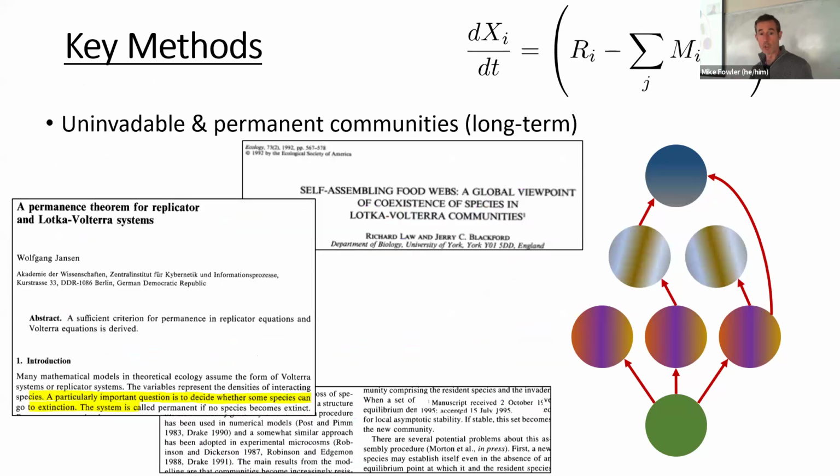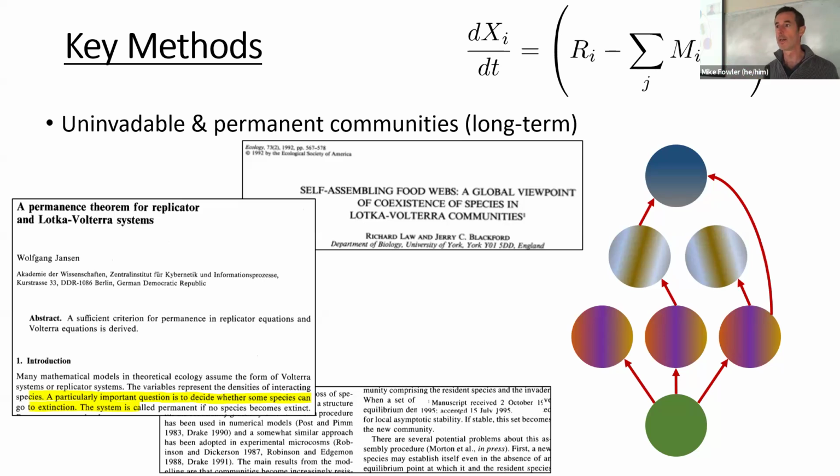We also looked at the much longer term dynamics of the system, and we rested on some really nice work by Wolfgang Janssen and Richard Law and collaborators looking at permanence theory. So this is bringing in another mathematical approach to answering some of these questions. I'm not going to go into this in any depth here, but it allows us to see, given the background species pool that we've got, what are the permanent and uninvadable sets of species that we will end up with at the end of this.